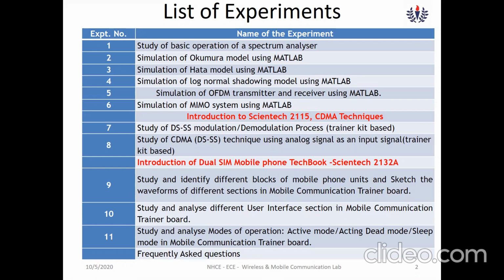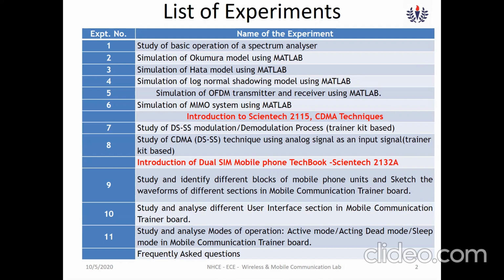First experiment to sixth experiment, all these experiments are performed using MATLAB coding, and the 7th and 8th experiments are used to understand the CDMA technique with the help of the Scientech 2115 system. So basically this is a trainer kit based experiment. In these two experiments we are going to study the direct sequence spread spectrum technique, which is used as the basic principle of the CDMA communication system.